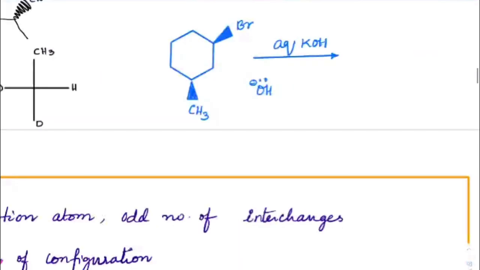Similarly, here bromine is coming out of the plane. So as soon as the OH minus attacks from the down here, from the opposite side, the back side, we will have a configuration this way, going inside the plane, OH, and this CH3 will still be retaining its configuration. Okay, so I guess you understood that.